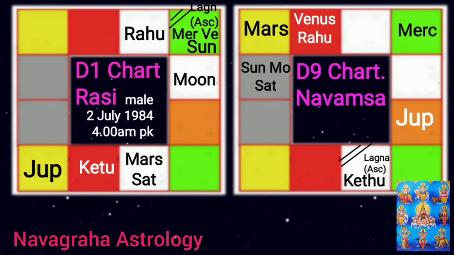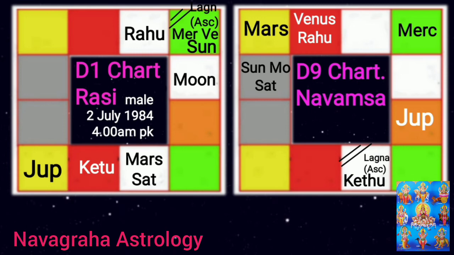Even if a person with such a placement tries to marry before the age of 28 or gets into a relationship before the age of 28, that marriage or relationship will at best be strained and in most cases will break up. Now look at the 7th lord position in the D9 chart. The 7th lord of D1 chart is Jupiter, and it is placed in the 11th house of D9 chart, which is not a very bad placement.